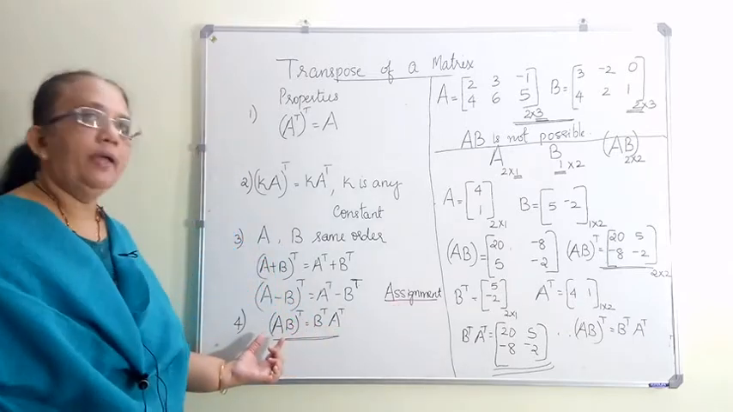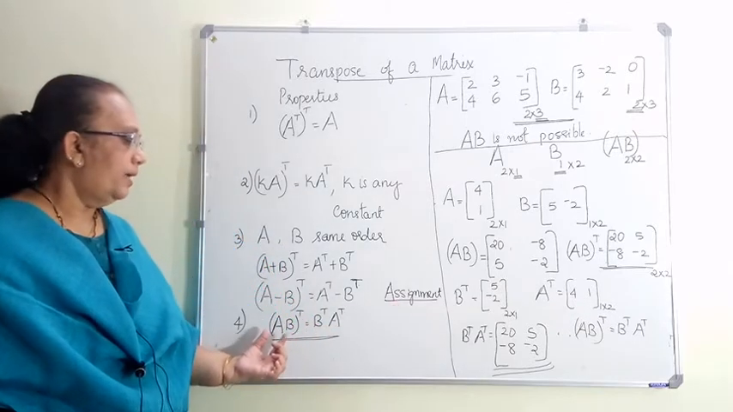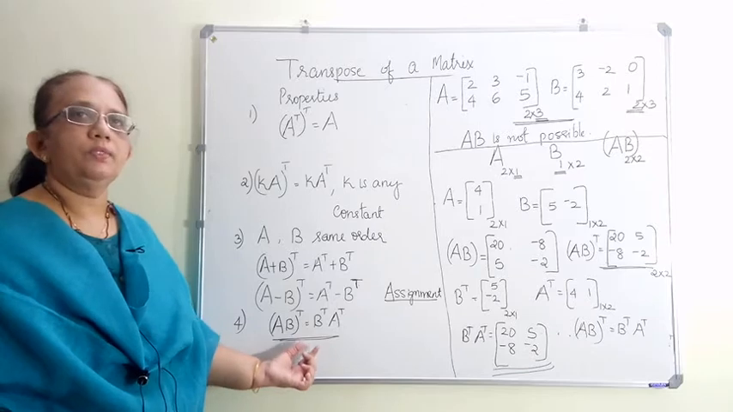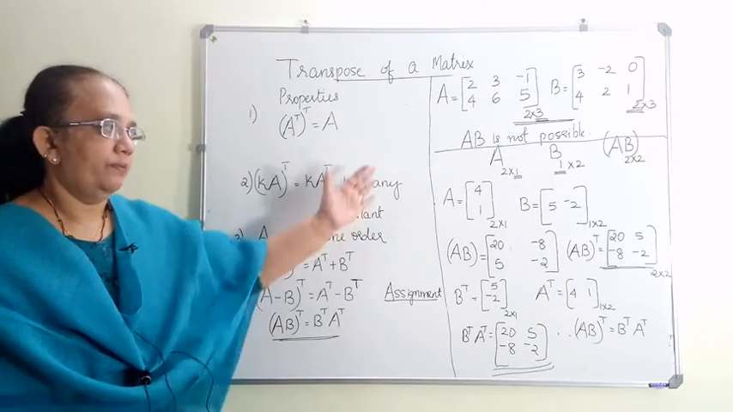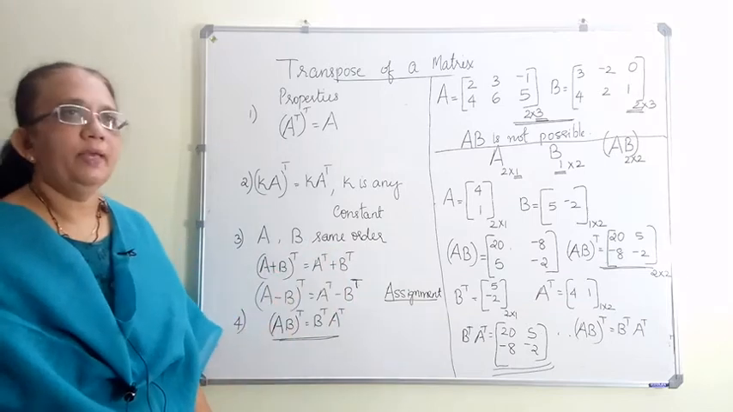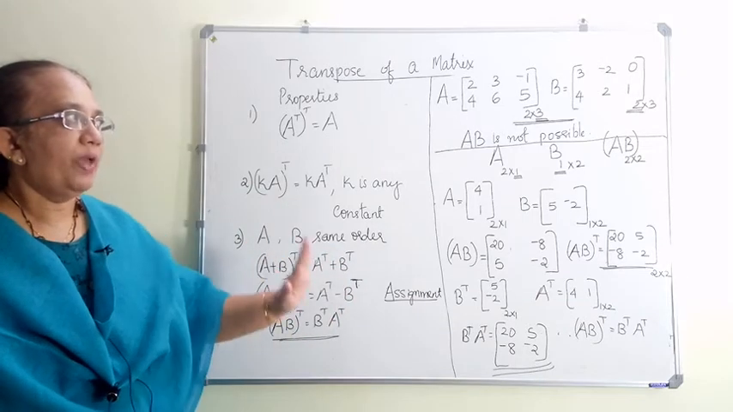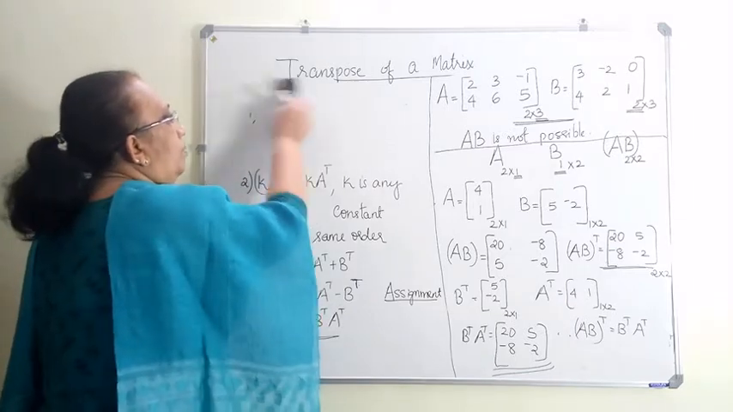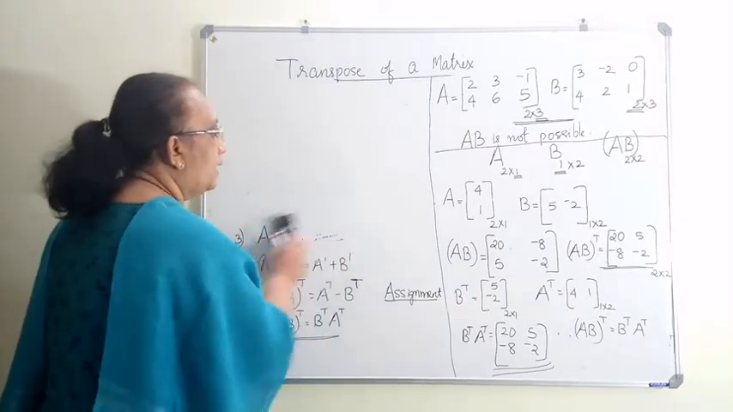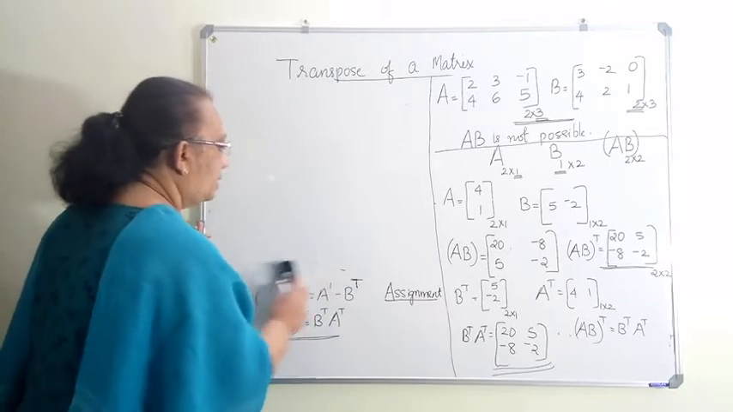And the last and the very important property is (AB) the whole transpose is equal to B transpose into A transpose. I have given you some examples also. I hope everyone understood the concept. Now we will do some questions related to transpose of the matrix.